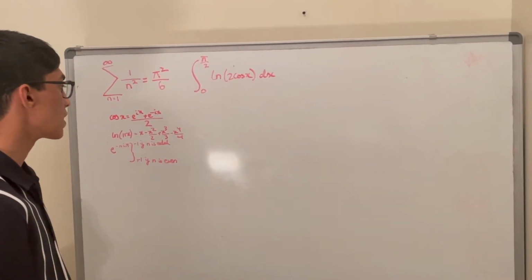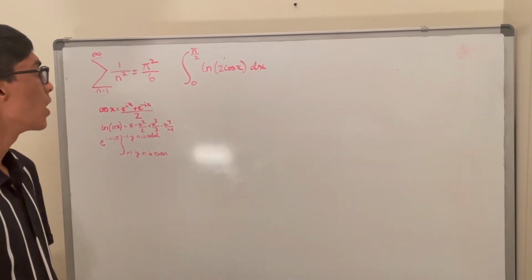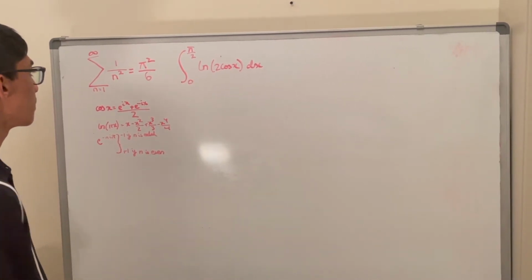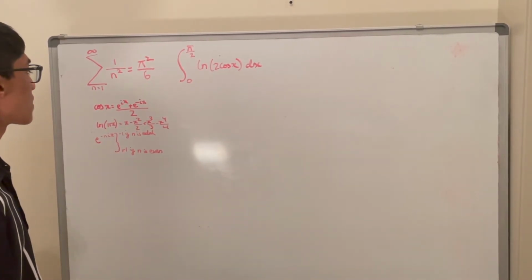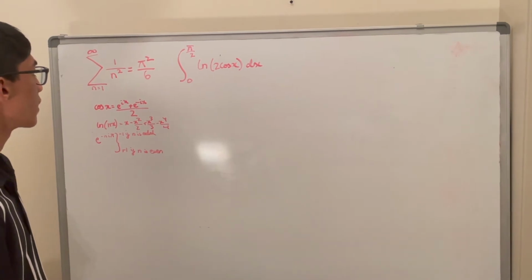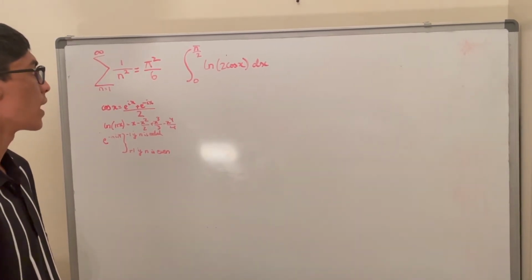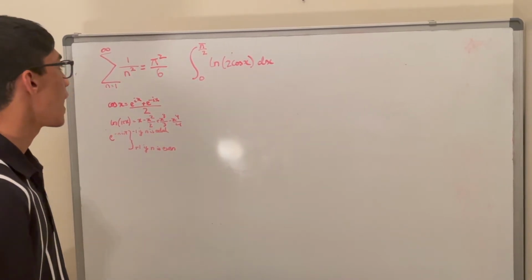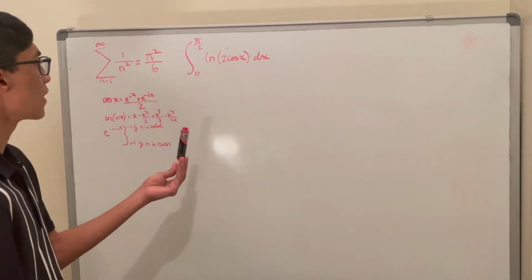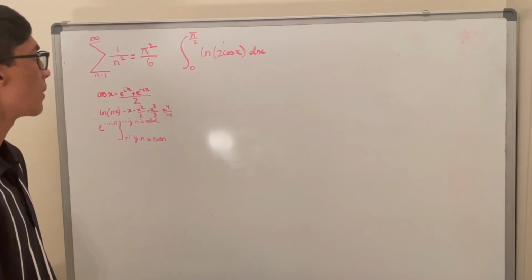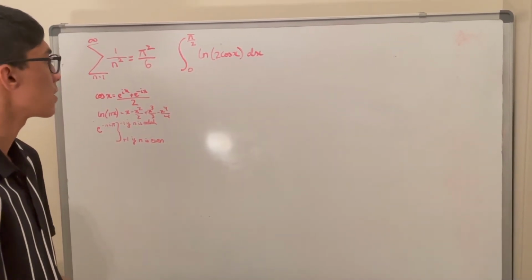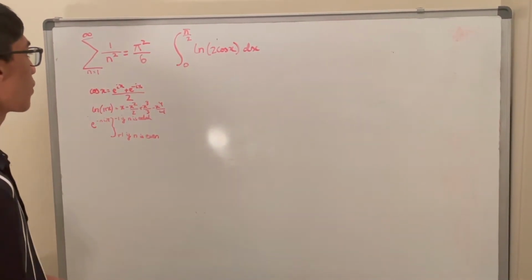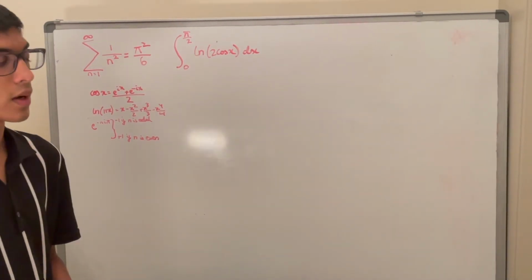Now that we've deduced this, which is cos x is equal to e to the power of ix plus e to the power of minus ix over 2, we can use this to tackle Basel's problem, which is the summation of n equals 1 to infinity of 1 over n squared is equal to pi squared over 6, which was actually also proven by Euler. And we're going to use this tricky integral of 0 to pi by 2 of ln of 2 cos x dx to actually prove that the summation of 1 over n squared is equal to pi squared over 6.